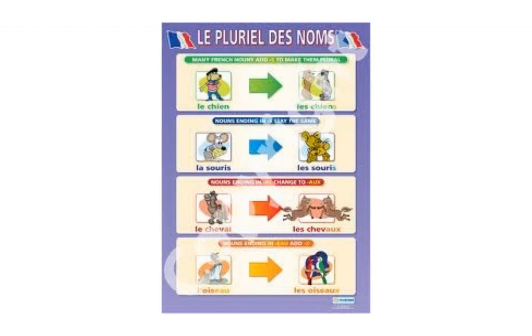Here's another one. Le chien becomes les chiens. La souris becomes les souris. And notice it doesn't change this at all. Le cheval becomes les chevaux. So the AL becomes AUX. And EAU for l'oiseau, the bird, becomes les oiseaux, and you add an X. Notice if there's already an S at the end, like souris, it stays the same. You just change the article la to les.